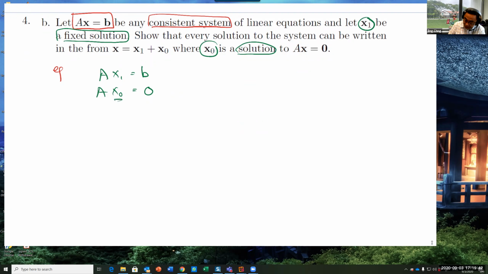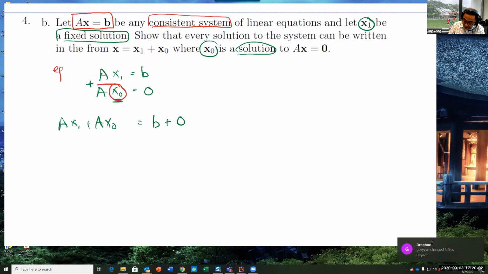And we call it x naught. Now let's add them together. So we have A x1 plus A x naught, and the right-hand side is interesting. It's b plus 0, so the right-hand side doesn't change a thing. So this very strange creature, the homogeneous solution, doesn't change the output. So using any of these solutions here doesn't change a thing. So is it a good thing? Depends.